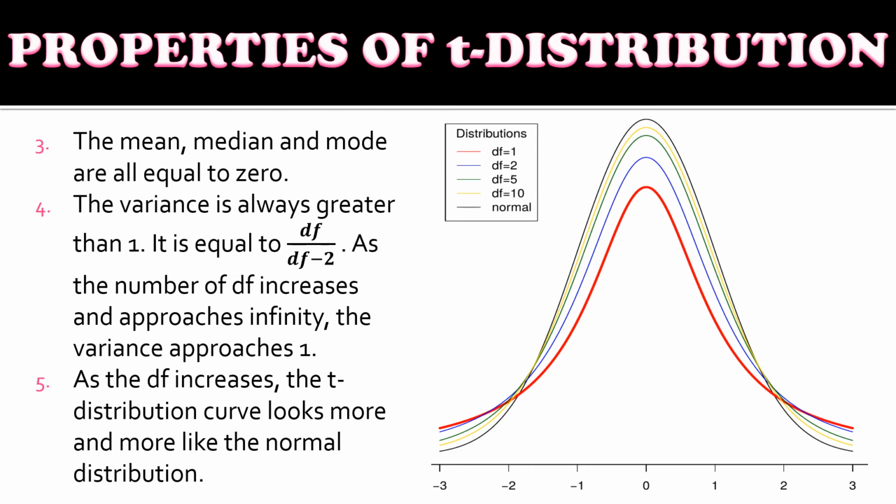From the graph, you can see the difference between the graphs: degrees of freedom equals 1 is the red one, the blue one is degrees of freedom equals 2, the green one is degrees of freedom equals 5, yellow is degrees of freedom equals 10, and the black one is the normal distribution. The farthest from the normal distribution, with the thickest tail, is the one with degrees of freedom of 1. And the one closest to the normal distribution is the yellow, which has the highest degrees of freedom of those given.